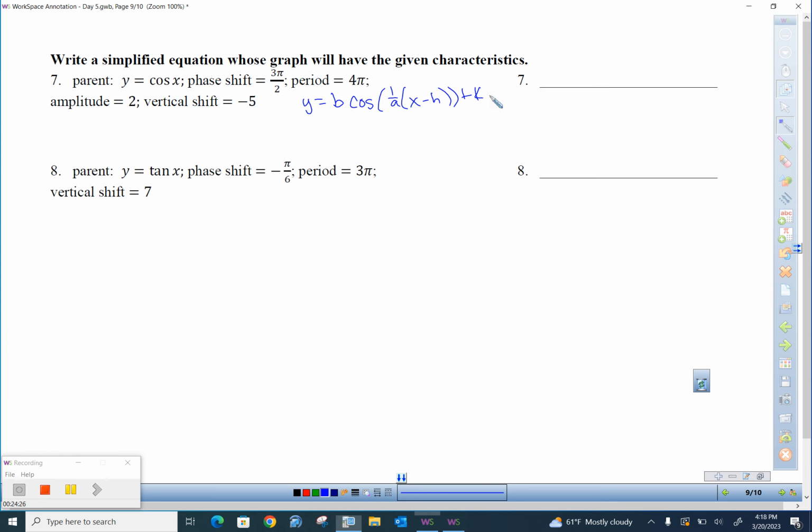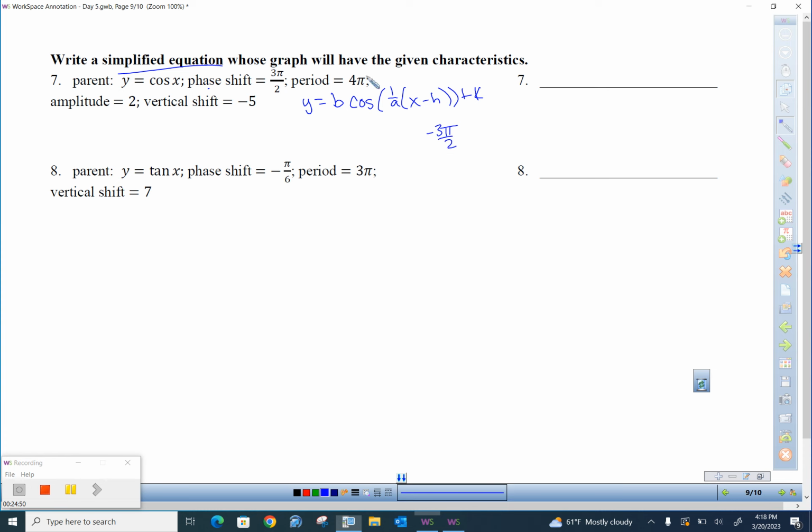And our job is to interpret what they give us to fill in those values to come up with a simplified equation. When I say simplified equation, I just mean don't have double parentheses when you're done. Okay, so we'll get to that when we see it. So here, phase shift goes in for h. Okay, we're assuming they're giving us the smallest value. So here is a minus 3 pi over 2. We always switch what we see.